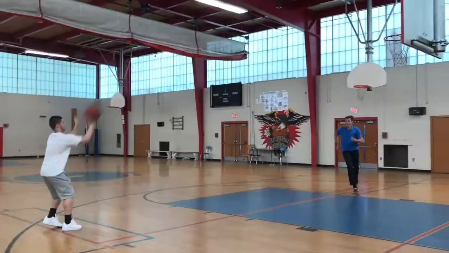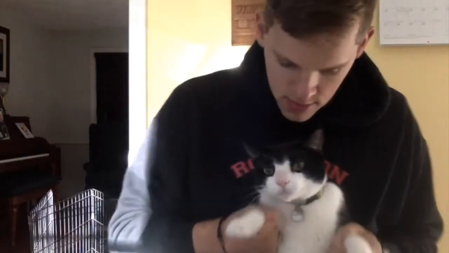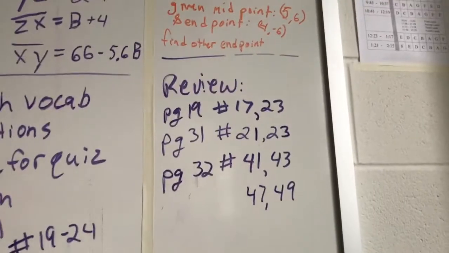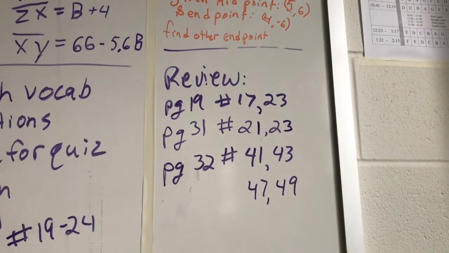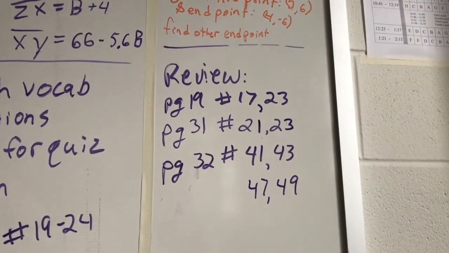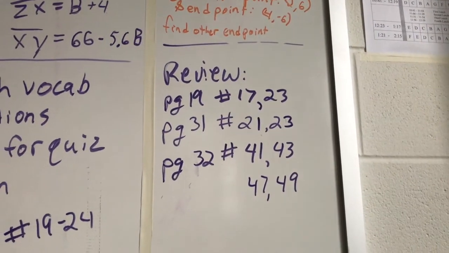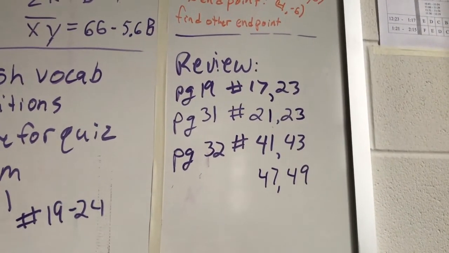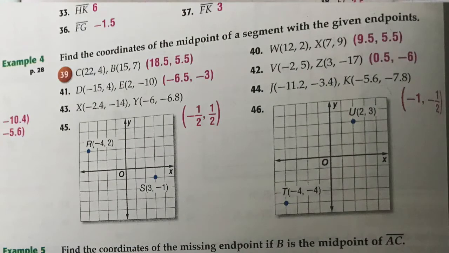To my geometry CP students, I'm here to go over some problems with you. The review problems I gave you were this set right here. I'm going to go over 43 and 49 with you. So let's first look at number 43.